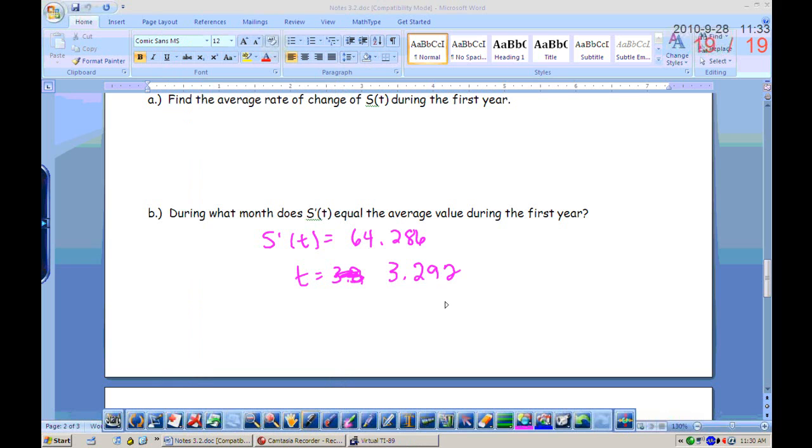Yeah, so it's 3.292 months from the beginning, or from January 1st, or sometime during March. They'd probably say, after how much time is the average rate of change equal to the instantaneous rate of change?